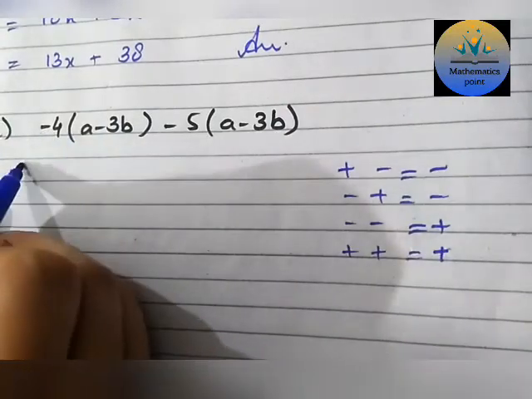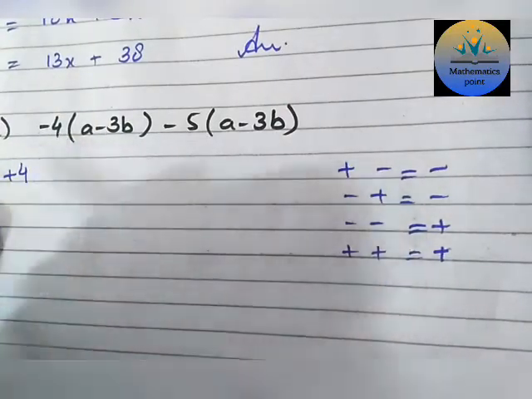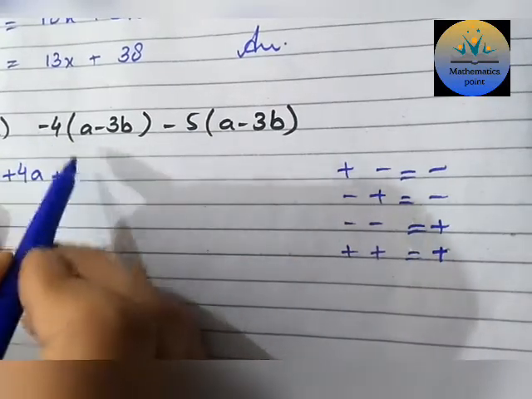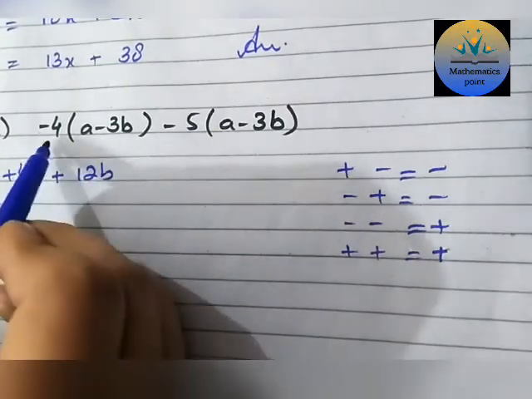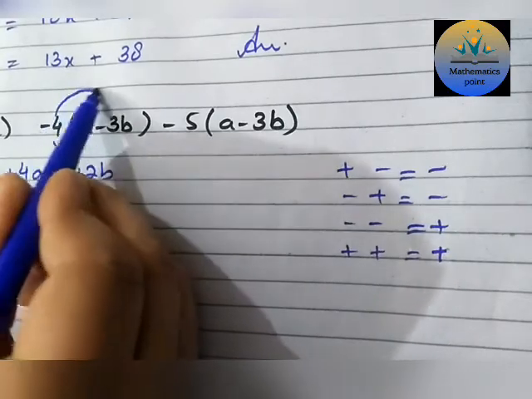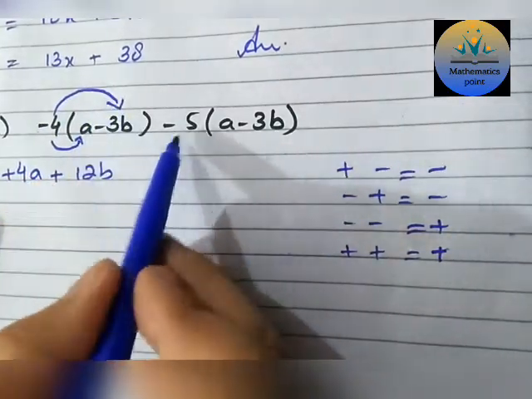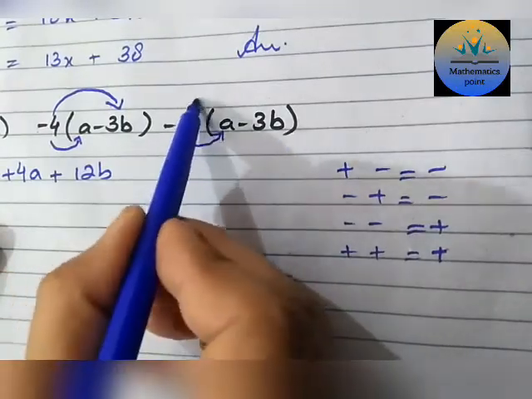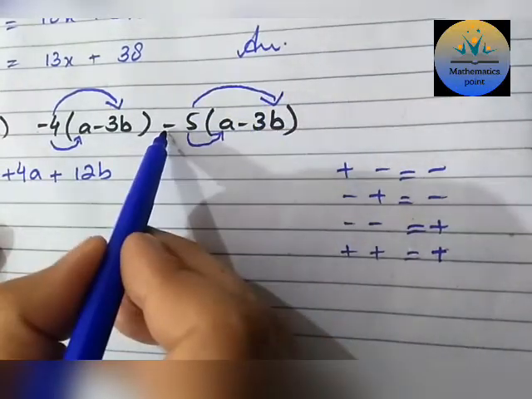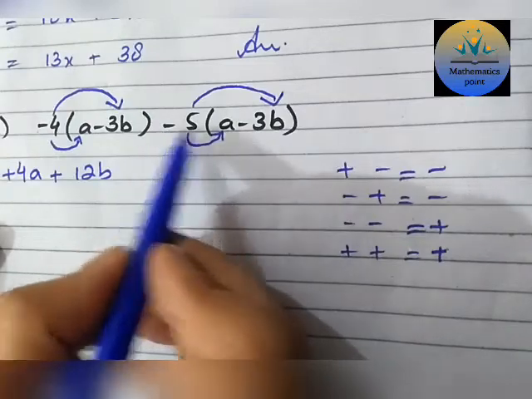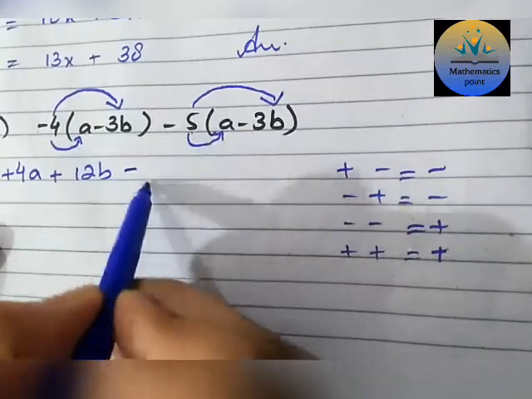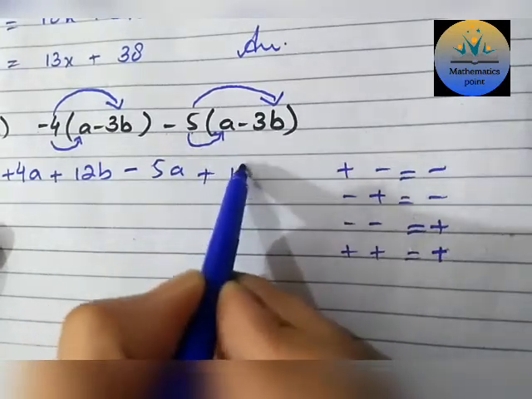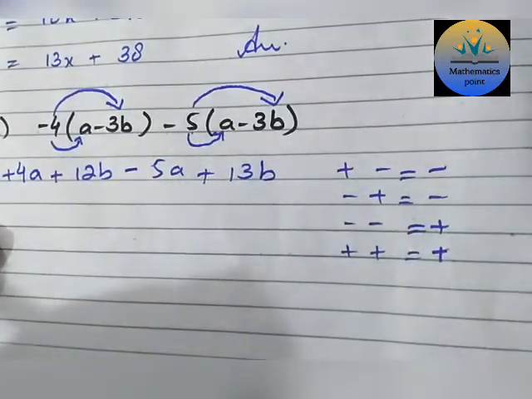4 1s are 4. Why so? Because the coefficient of a is 1. 4a. Then minus plus 3 4s are 12b. Firstly we multiply with the first term and then with the second. Then we multiply or expand the second bracket. 5 firstly with the first term, then with the second term. Multiply the signs firstly. Plus minus, 5 1s are 5a, and minus plus 3 5s are 15b.